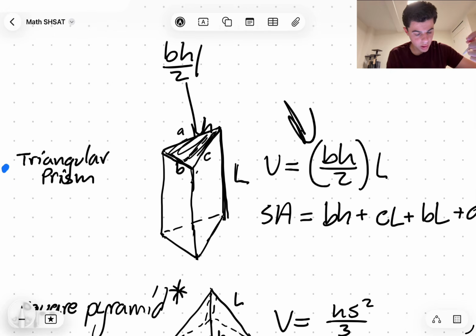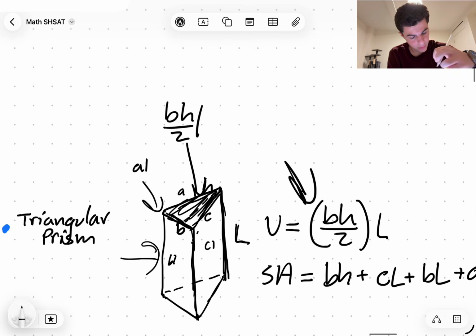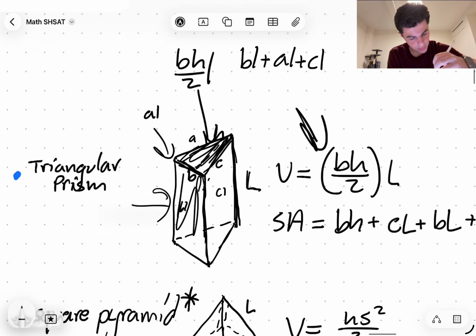Now, to find the surface area, we just need to find the area of each individual part, right? So this we know is B times L, so this will be BL. This we know is C times L, so this will be CL. This one back here will be A times L, so that's AL, right? So far we have BL plus AL plus CL, right? That's these three sides. Now we just have the top and bottom.